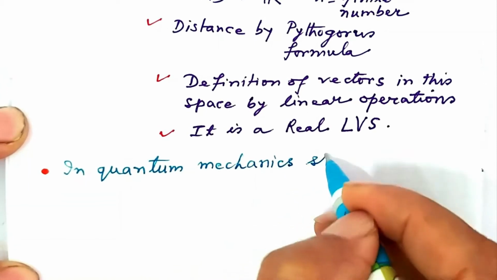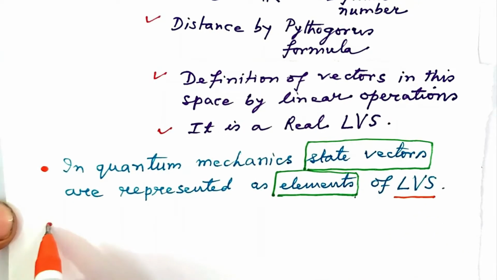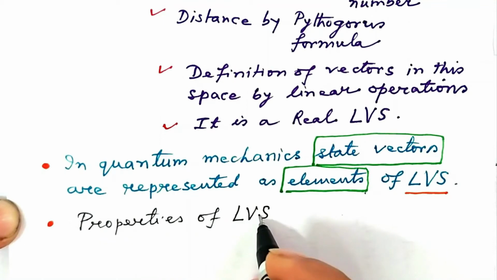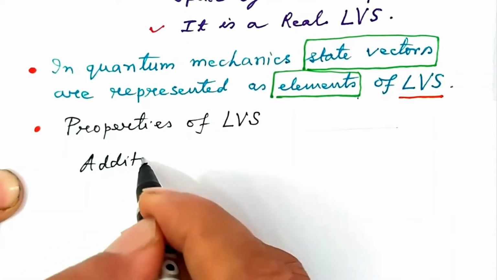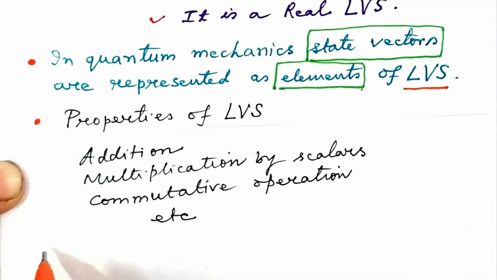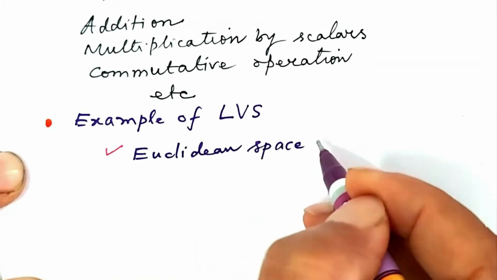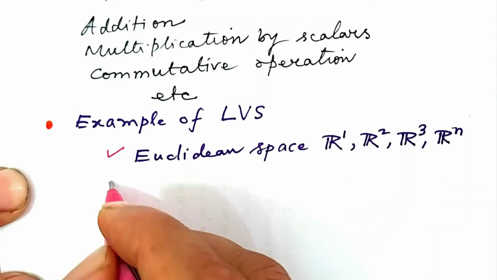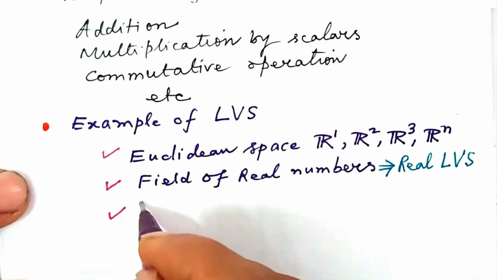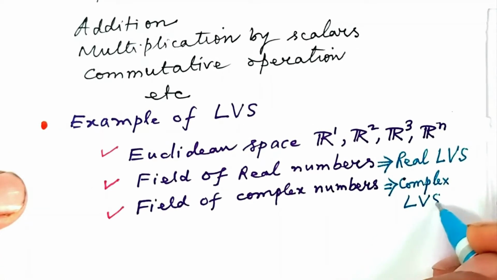In quantum mechanics, state vectors are represented as elements of linear vector space. We also discussed the defining properties of linear vector space with special reference to certain operations like addition, multiplication by scalars, commutative operation, and so on and so forth. Examples of linear vector space were mentioned, like the Euclidean space R1, R2, R3, Rn, the field of real numbers, the space called real linear vector space, the field of complex numbers, the space called complex linear vector space.